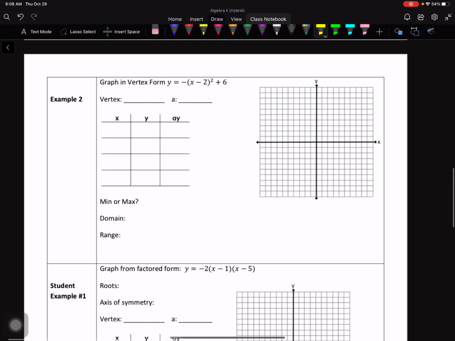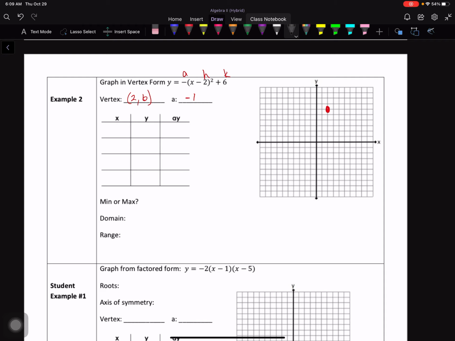All right, here's another example. So graph in vertex form. So let's start with my vertex, which is 2, 6. Remember to flip the sign of h, leave k alone. So 2, 2, 4, 6. Right there's my vertex. My a value is -1.